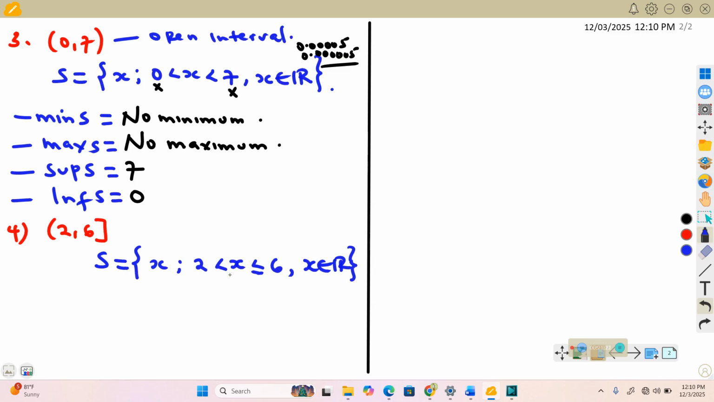And for that case, if this is our set, first of all, 2 is not part of the set, but 6 is part of the set. So any element that is above 2 but is less than or equal to 6 will be within this set. So let us talk about the minimum of this set. We talk about the maximum of this set. Let us talk about the supremum of this set. And next, let us talk about the infimum of this set.